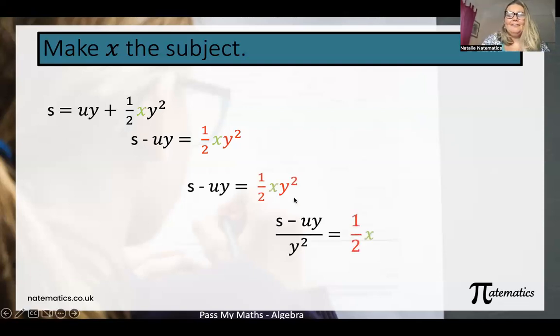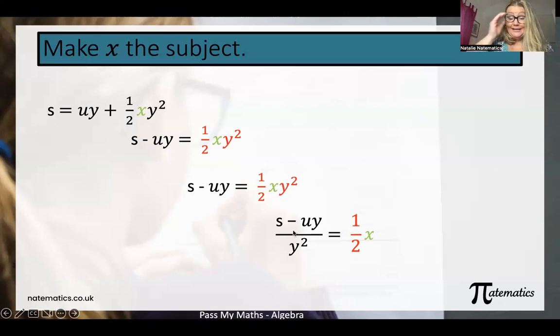So what I did here is I said, well, actually, I'm going to take the y squared first. What's that y squared doing? It's multiplying. What's the opposite of multiplying? Dividing. So we're going to divide both sides by y squared. So we end up with this.